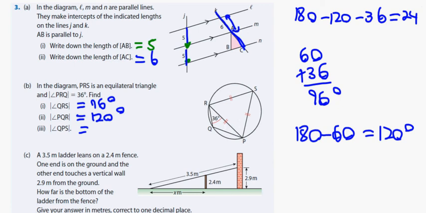What we're trying to do is, we know that this here is now 24. And we know this is 60. Going to add them together. 60 plus 24 equals 84. So 96, 120 and 84.